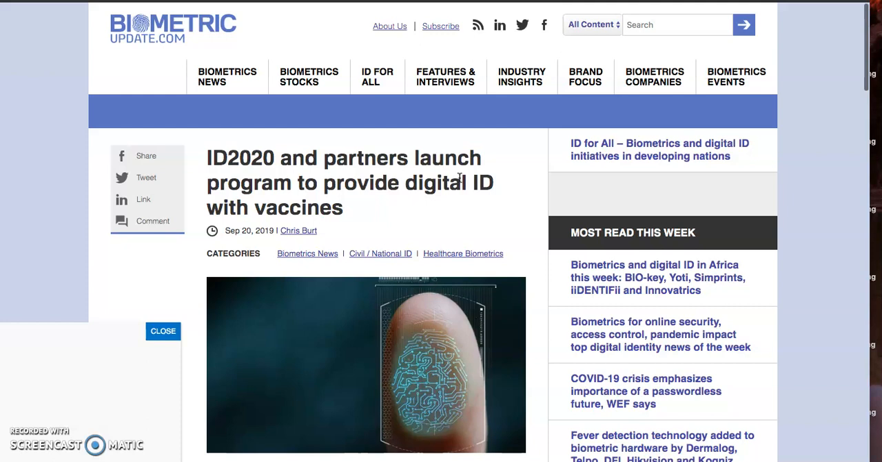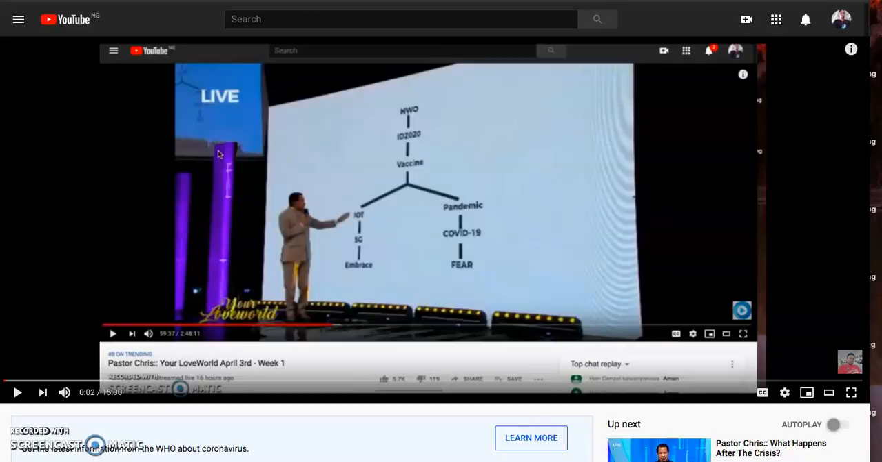Now, if billions of people have this digital ID, this electronic chip implanted into their body, for this ID to be able to communicate faster and send updates about your system to their central server, it will need a faster internet service. And that is where 5G comes into play. Now, that is what Pastor Chris is trying to say in this video.